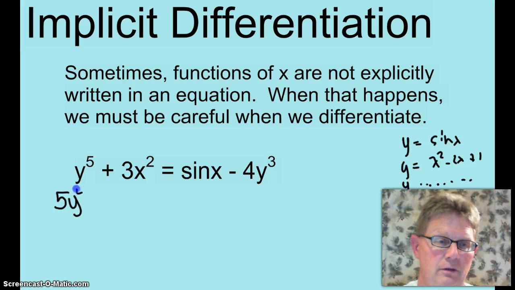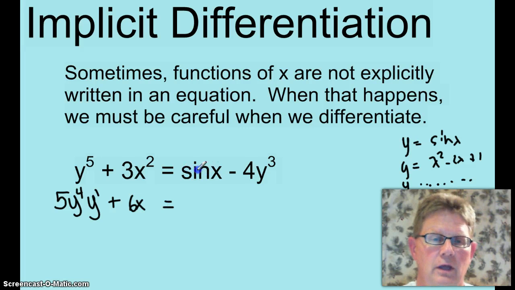5y to the fourth. But remember that that is some function of x, so we have to do the chain rule, which means we need to take y prime. We're going to multiply it by y prime because y, remember, is some function of x. Plus this we can differentiate just like normal, 6x equals, derivative of sine x, you betcha, cosine x, minus 12y squared. Chain rule says take the derivative of the inside function, y prime.